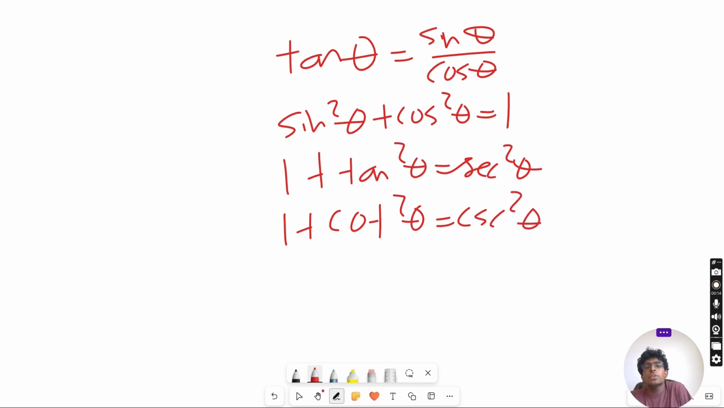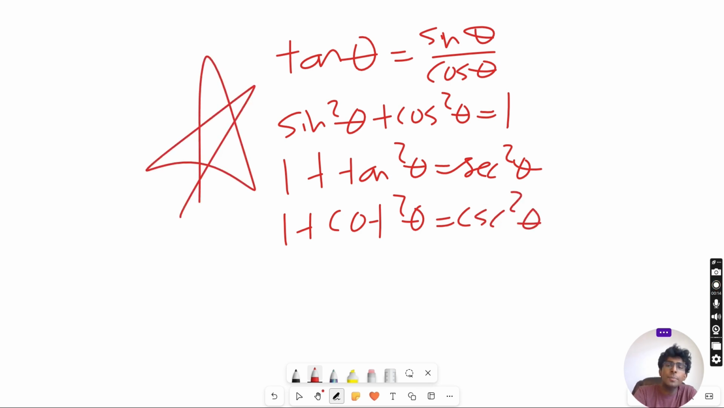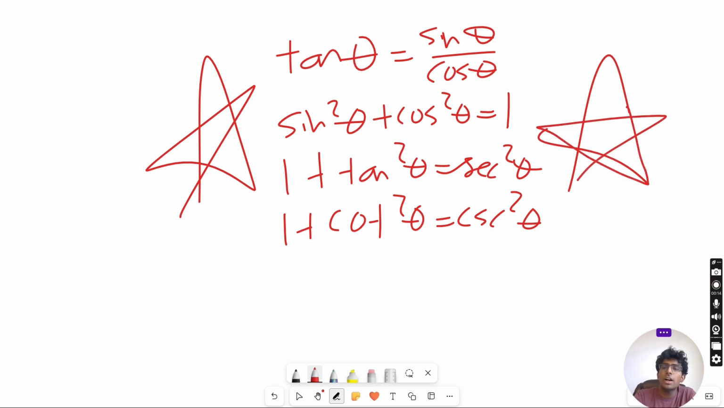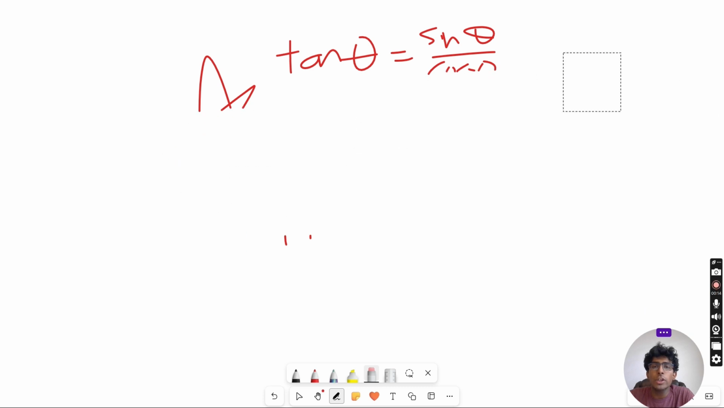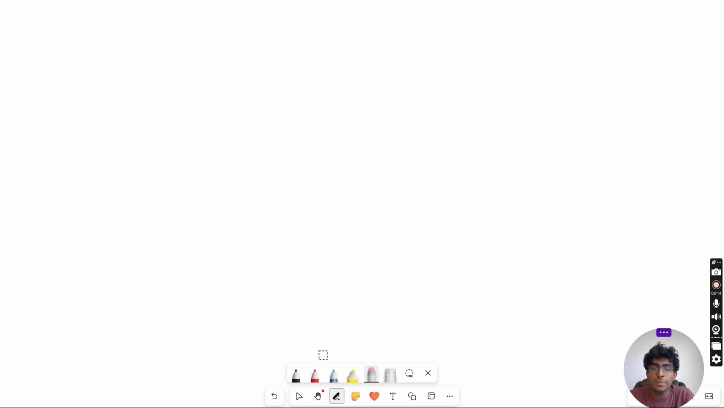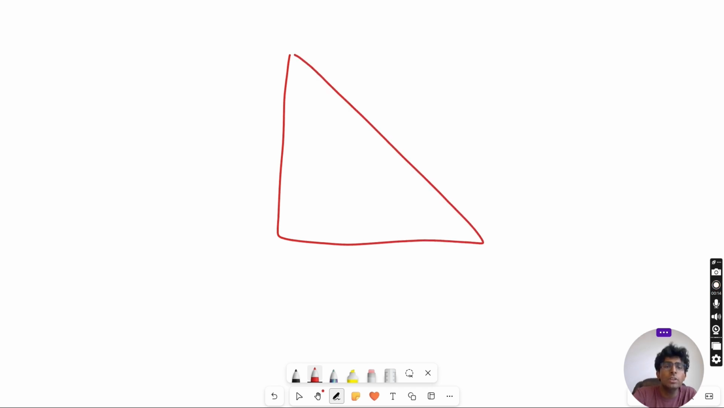All right? So these are big. You guys should know these because you might need to use them in a trig problem. So again, you don't need to know how to derive them, just memorize them. All right? And then the last thing I want to talk about before we move on from right triangles is Pythagorean theorem and special right triangles. So back to our right triangle.